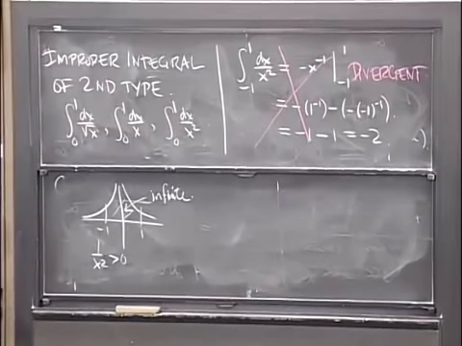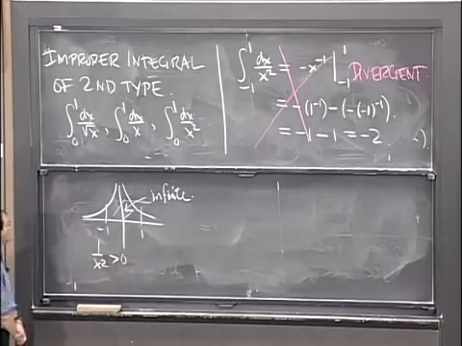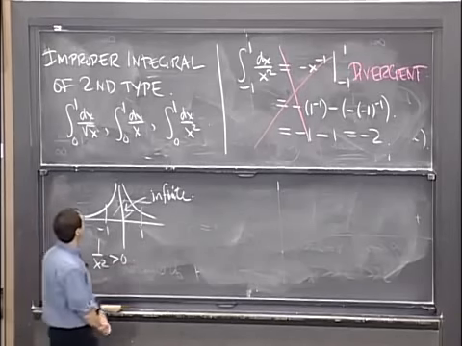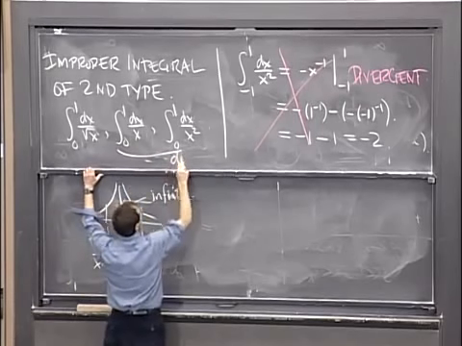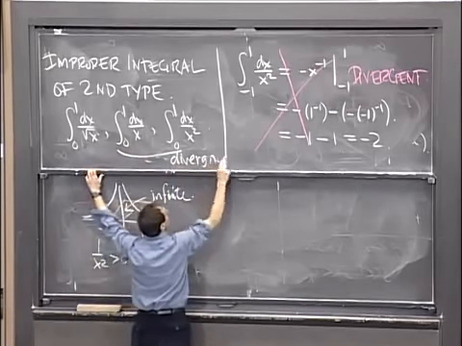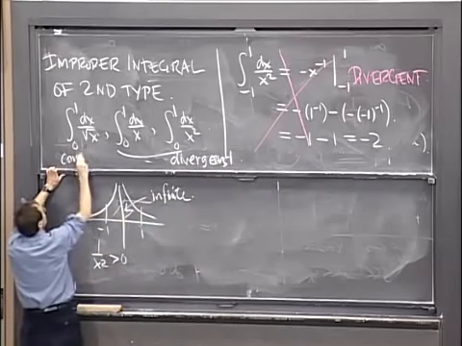So I think we'll have to finish this up very briefly. Next time, we'll do these 3 calculations, and you'll see that these 2 are divergent, and this one converges. And we'll do that next time.